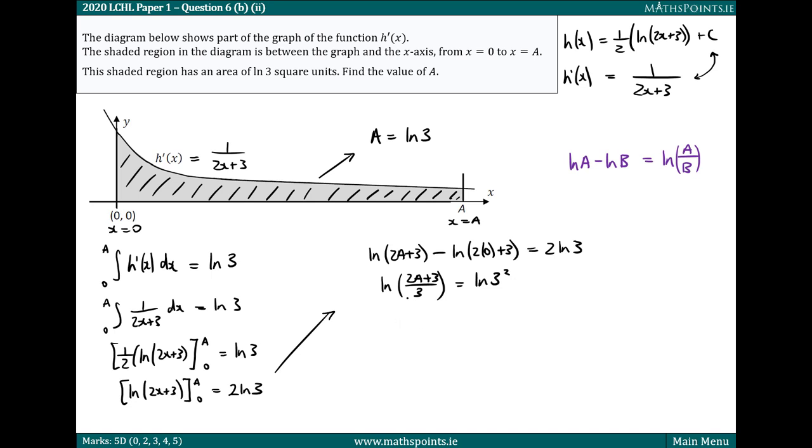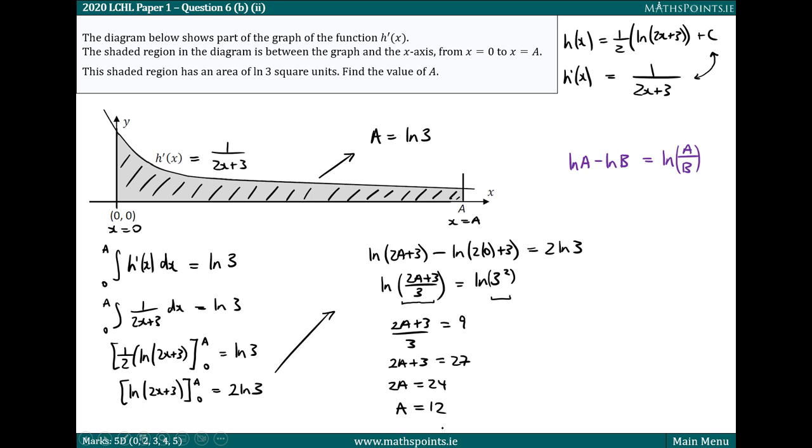And what I can do now is, I have the natural log of both sides, so that means that the brackets must be equal to each other. So 2a plus 3 over 3 must be equal to 3 squared, which is 9. 2a plus 3 must be equal to 3 by 9, which is 27. 2a must be equal to 24, and that means that a is equal to 12.